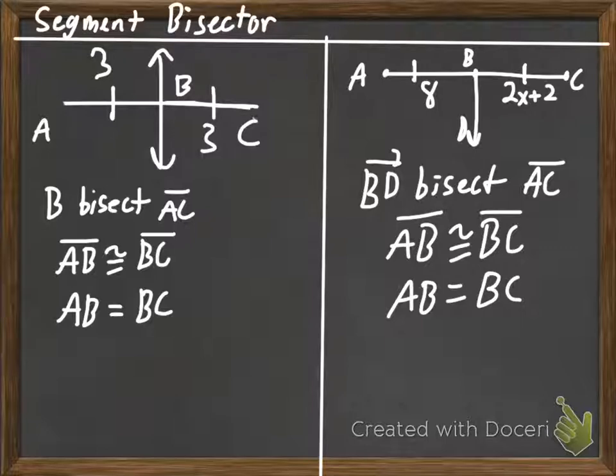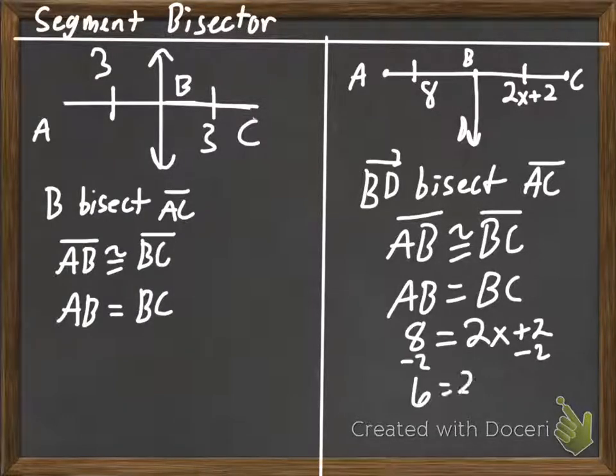So in place of AB and BC, we can write in values. So we see that AB is 8. We see that BC is 2x plus 2. And from here, we are going to solve for x. So a simple two-step equation. Subtract 2, divide by 2, and we get that x equals 3.